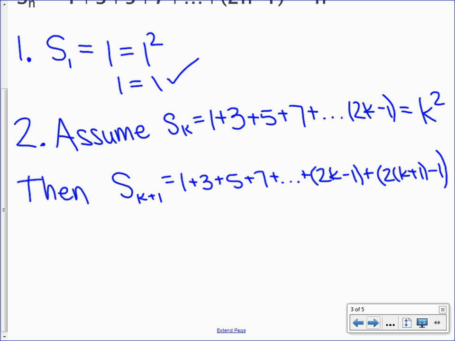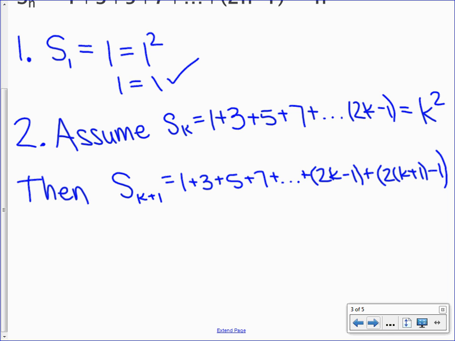Well, that's the goal right here: we start with assuming it's true for k. Now we're going to look at what k plus 1 looks like. So I wrote the sum. This is the sum of the first k terms, and then I added the k plus 1 term. Any other questions before I move on?